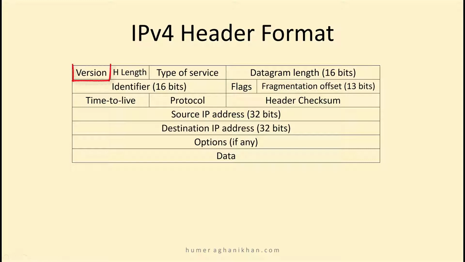Version field. The version field specifies the version of the IP datagram. We know there are two versions of IP in use, IP version 4 and IP version 6. This is a 4 bits long field. Looking at the version number, the router decides how to interpret the datagram.